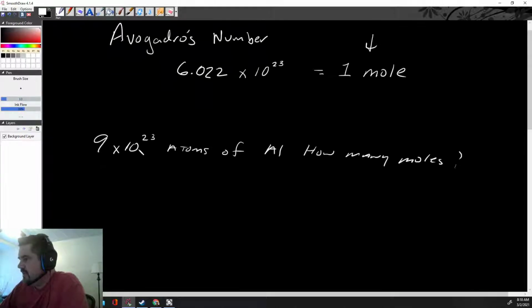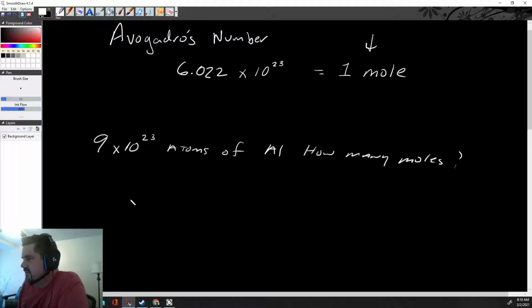Well, remember, this is 9 times 10 to the 23rd power. Avogadro's number is around 6 times 10 to the 23rd power, so this is more. So it's going to be more than 1 mole. It's not going to be 2 moles, though, because this would have to get to 12, which would technically be 1.2 times 10 to the 24th power. But given that it's not, let's look at this.